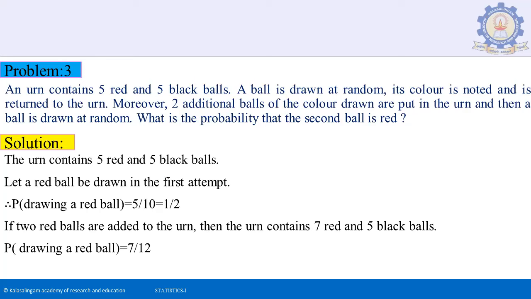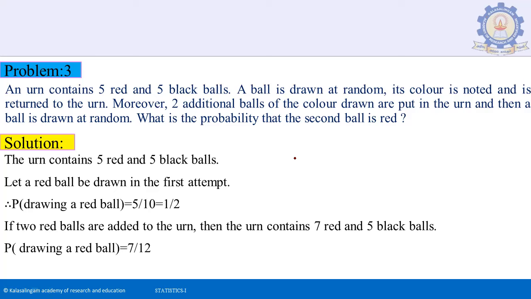First, we want to select one ball. It should be the first ball. Let A be that a red ball is drawn in the first attempt. In total, we have 5 red balls out of 10 balls, so 5 by 10, it will be 1 by 2. If we additionally add 2 balls of red color, it will be 7 red and 5 black balls. The probability of drawing a red ball will be 7 by 12.